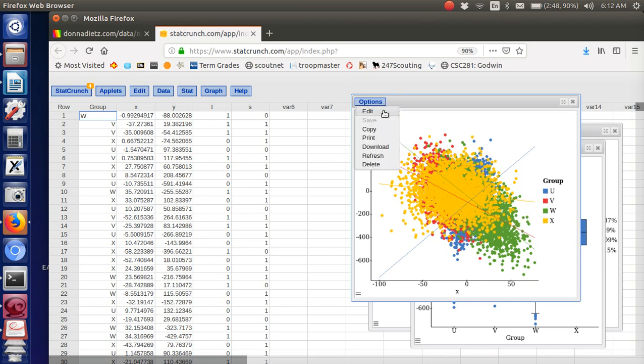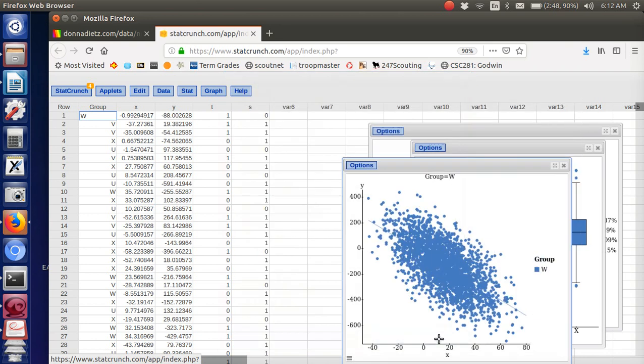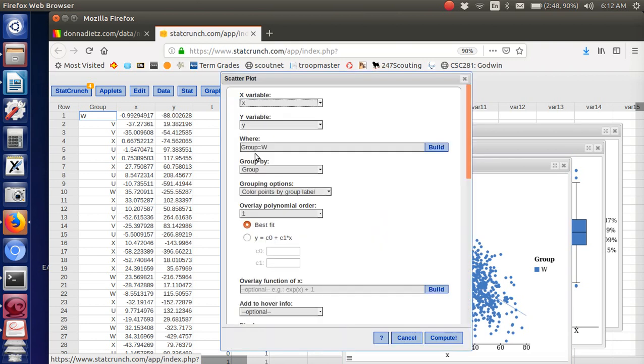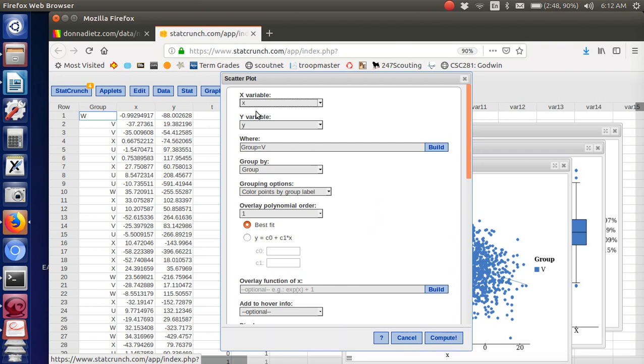So I want to try, what if I just want to see one group? I could say group equals W. I just see that one. Okay, and I could just try another one. W, V. And it'll be blue. You could change the color, but there's no need to. And U.